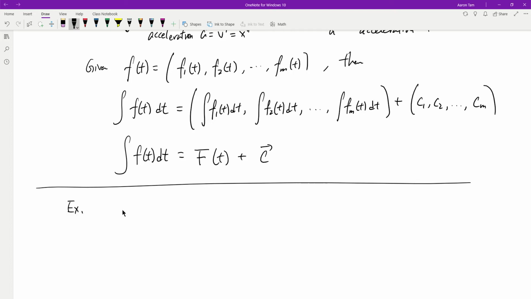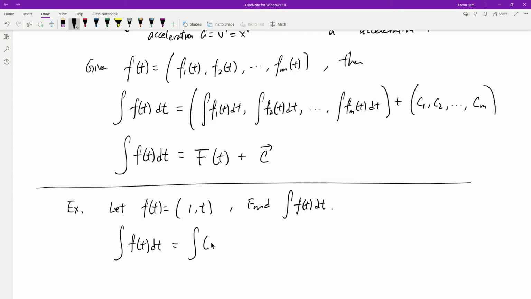Let me give you a very simple example, and hopefully that will be our last example for this. Suppose I have the function f of t equal to 1, t. Very simple function. We're going to ask you to find the integral of f of t dt. So how will you do that? So simple. The integral of f of t dt is equal to the integral of 1, t dt.